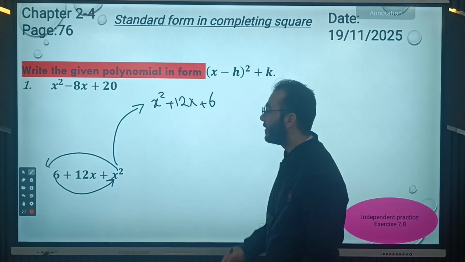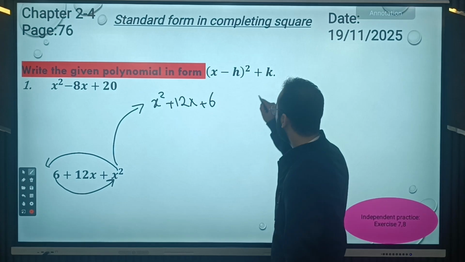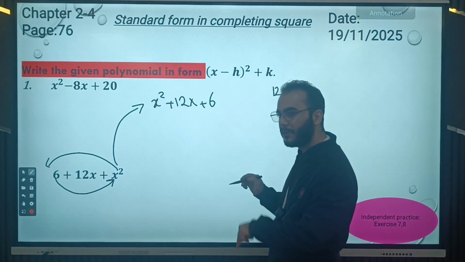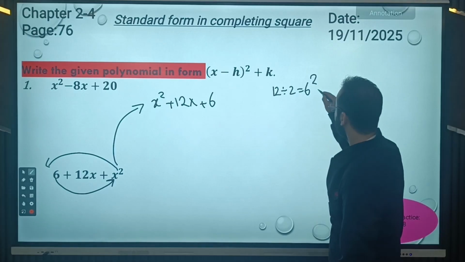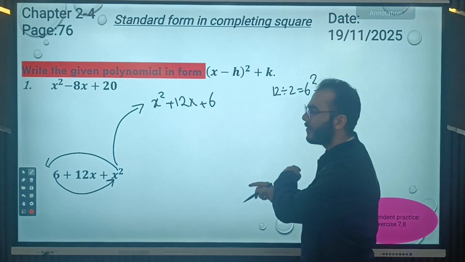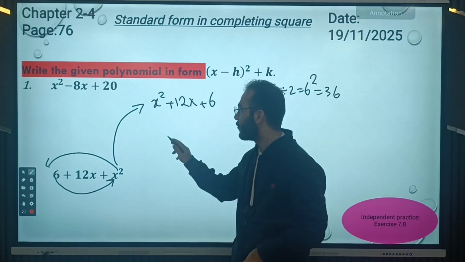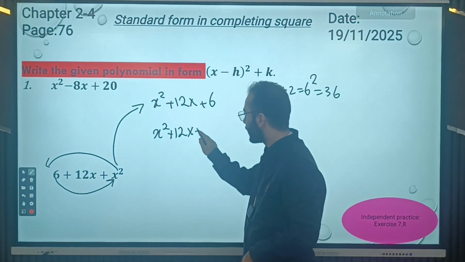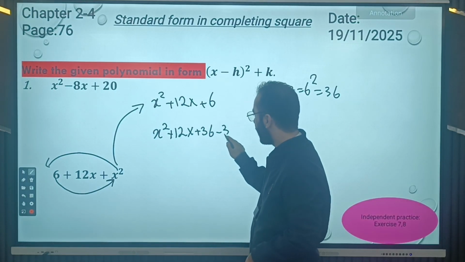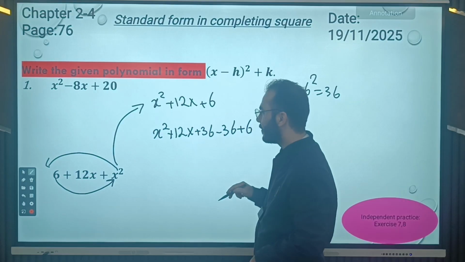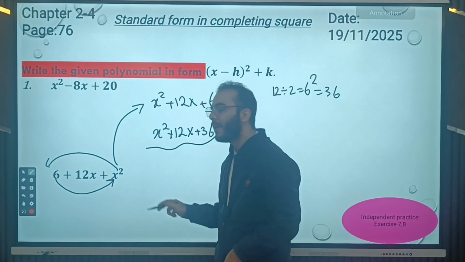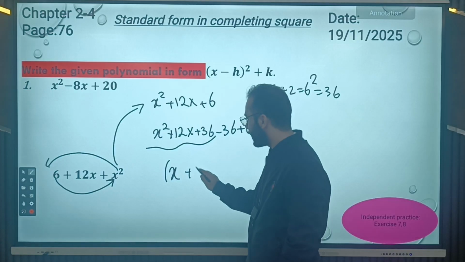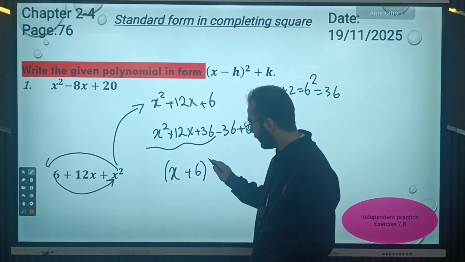The second step says to divide the coefficient of x by 2. 12 divided by 2 is equal to 6. Powered by 2, 36. So we need to add this 36 to the equation and subtract it as well. So x squared plus 12x plus 36 minus 36 plus 6. The first 3 terms will make a perfect square form, which is x plus 6.